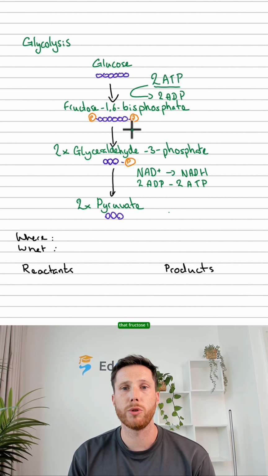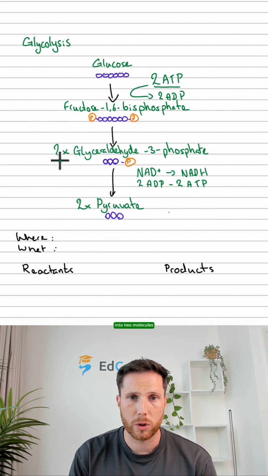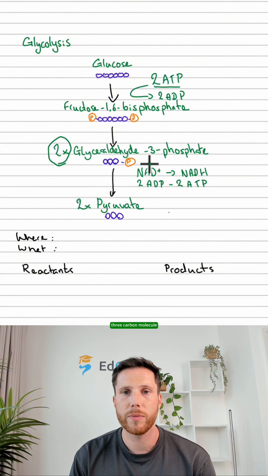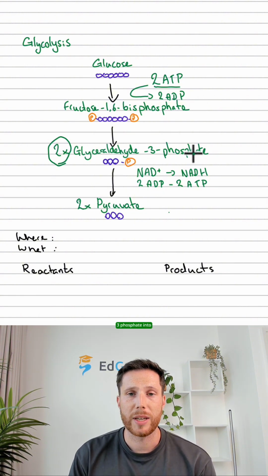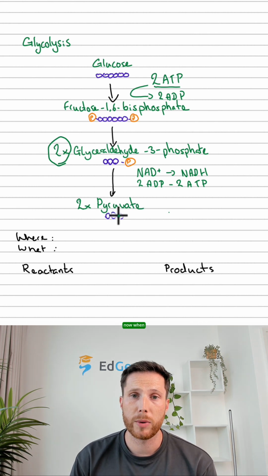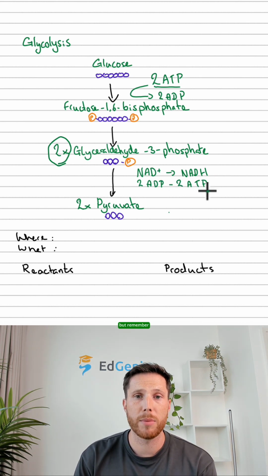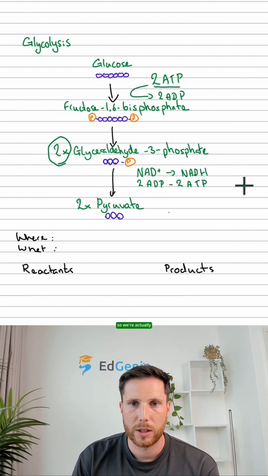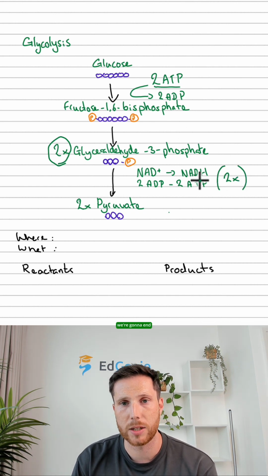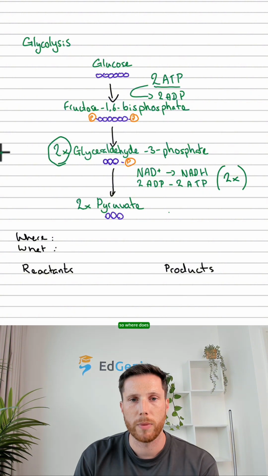We then convert that fructose 1,6-biphosphate into 2 molecules of glyceraldehyde 3-phosphate, which is a 3-carbon molecule. And then we convert that glyceraldehyde 3-phosphate into 2 molecules of pyruvate, which is again a 3-carbon molecule. Now, when we do that, we're also going to convert 1 NAD+ into NADH and 2 ADP into ATP. But remember, there's now 2 molecules of pyruvate. So for every glucose, this is happening twice. So we're actually going to get 2 times this, which means we're going to end up with 2 NADH and 4 ATP.